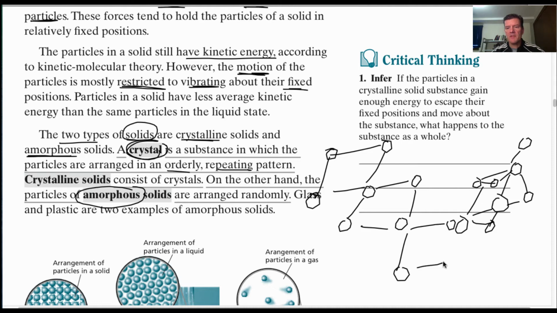I'm just making something up. Okay, there's a repeating pattern. Here they're just all over the place, kind of like they got just frozen wherever they're at. Okay? So amorphous solids are arranged randomly, very random.